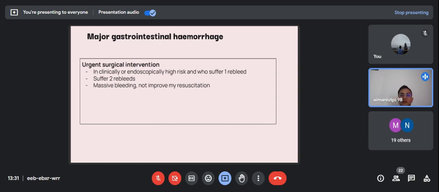But those who are not high-risk patients but suffer two rebleeds, kita terus pergi OT. Kita selalu buat dekat UIA. Boleh rescope kalau atas. Kalau tak boleh rescope, kita tengok patient stable tak untuk buat angioembolization. Kita stopkan salur darah yang bleeding tu. Kalau fail juga, baru masuk OT.